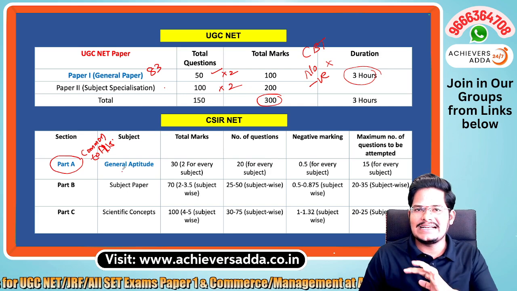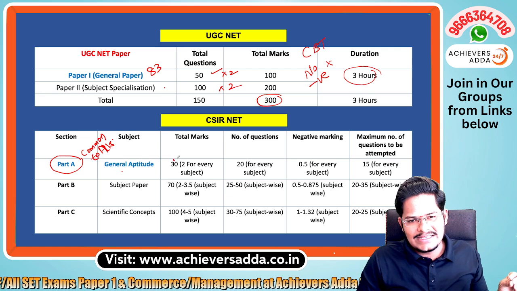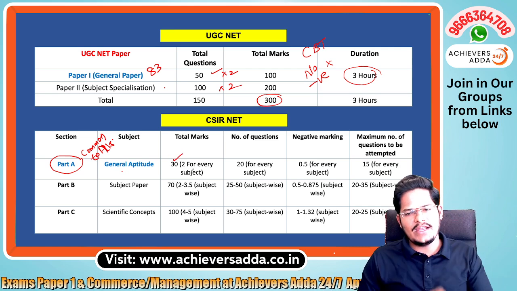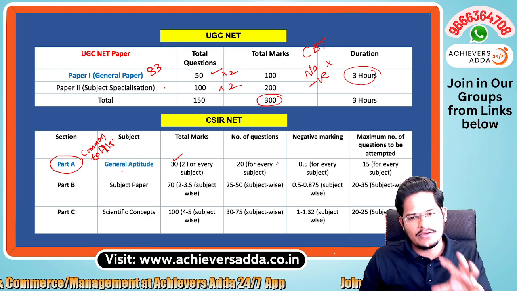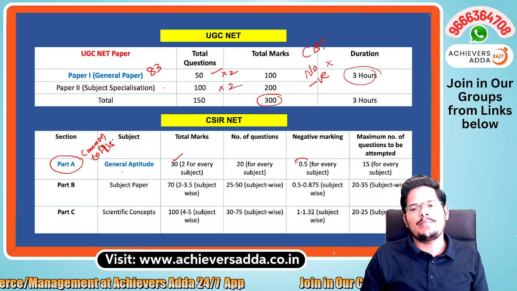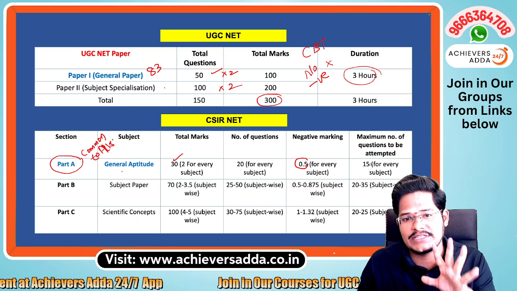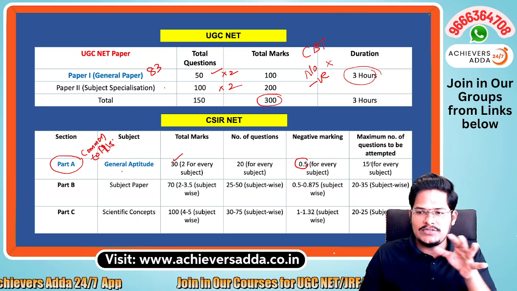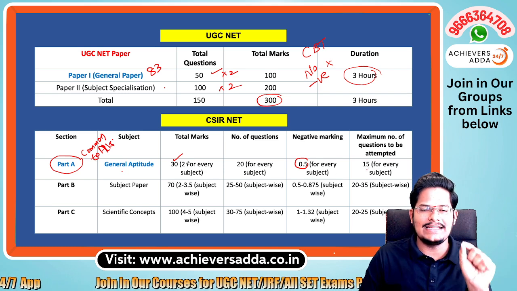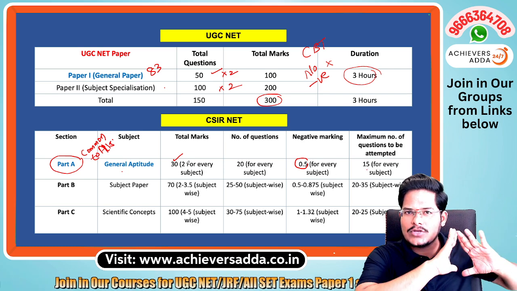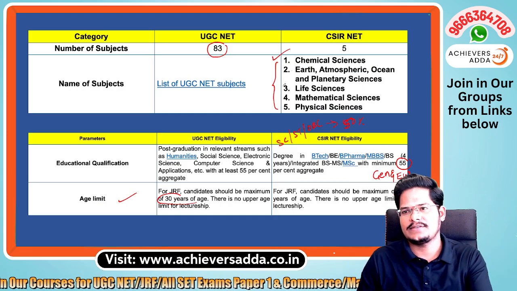Part A will be general aptitude, which is quantitative aptitude and reasoning ability, like that. Total 30 marks will be there, 2 marks for every question. Number of questions is 20 for every subject, and there will be 0.5 negative marking. Maximum you can attempt 15 questions. Means out of the 20 questions, you can attempt any 15 questions with 0.5 negative marking, and 30 marks will be the total in Part A, which is common to all the 5 subject aspirants.